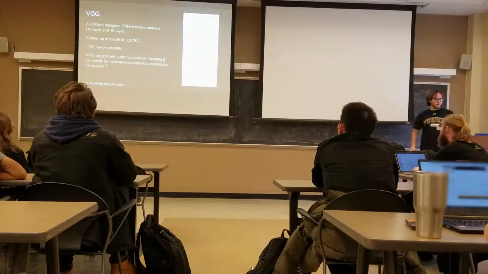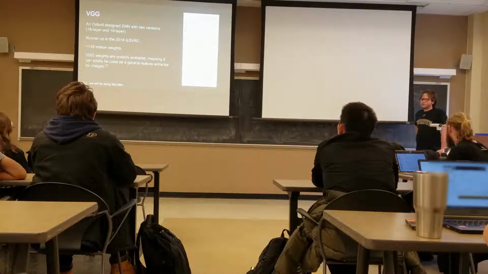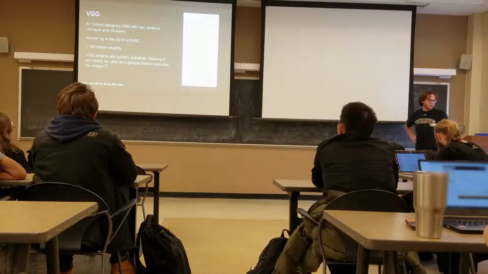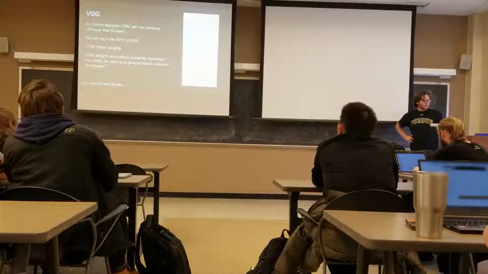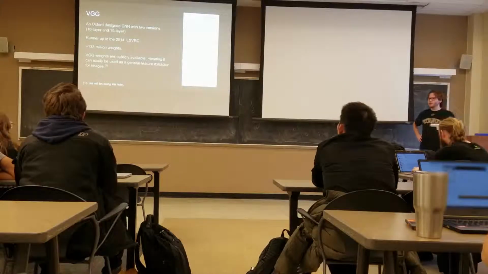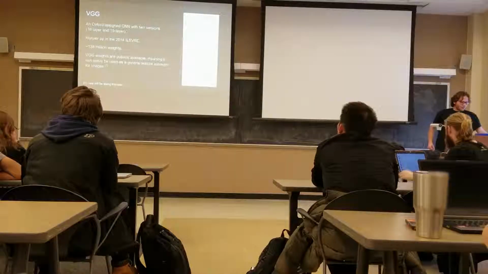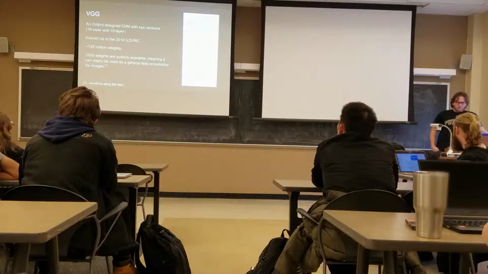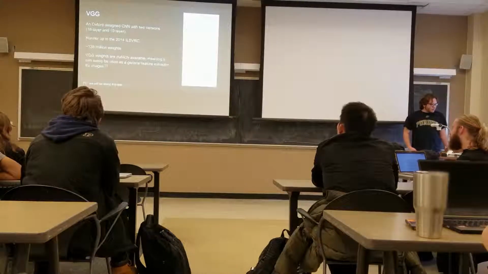VGG was an Oxford designed CNN. There are 2 versions, a 16 layer one and a 19 layer one. It was the runner-up in the 2014 competition, the same ImageNet one. These had 138 million weights, or I think VGG19 specifically did.